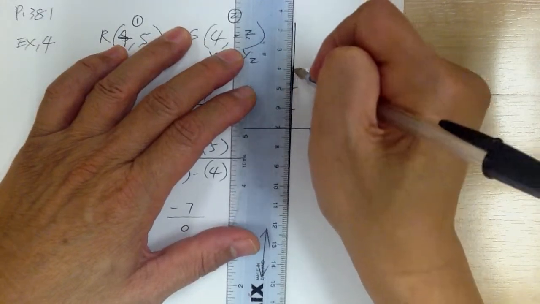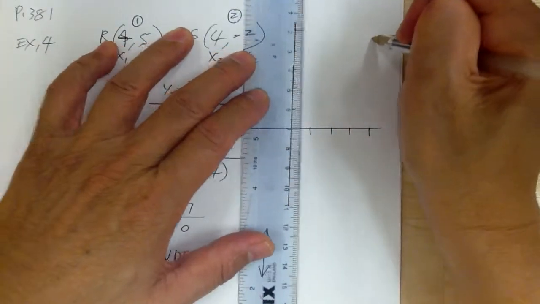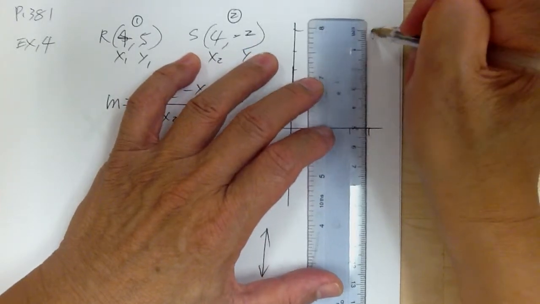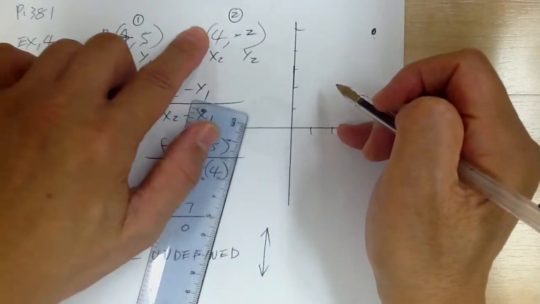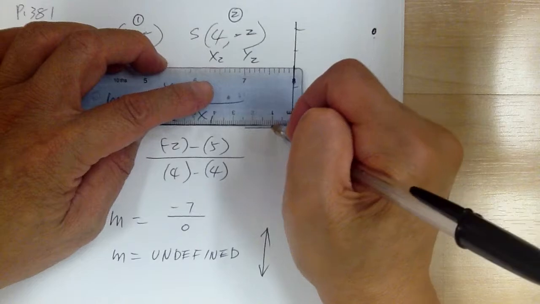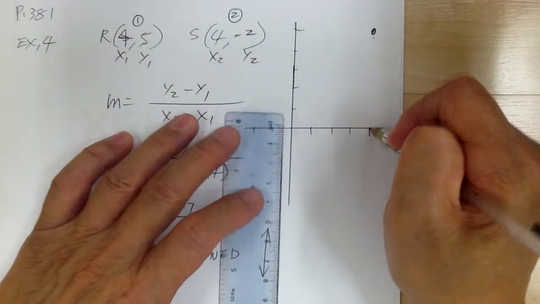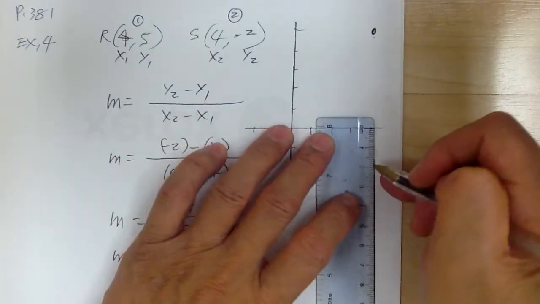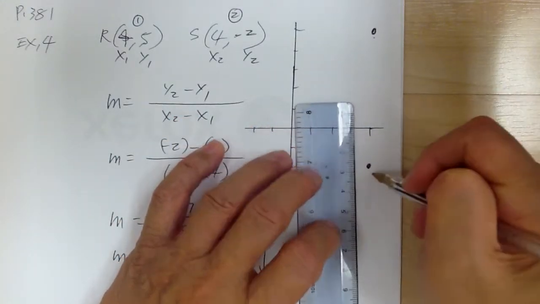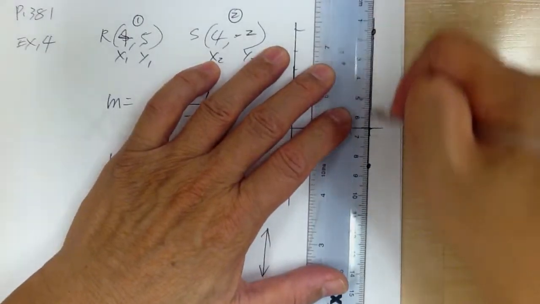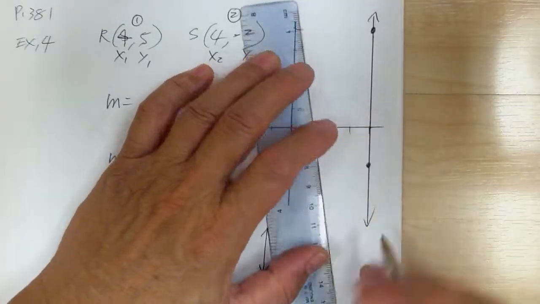You got 1, 2, 3, 4, 5. So 4, 5. So that's a point over here. Next one is 4, negative 2. So you got 4, negative 2, right over here. So when you connect the two, you end up with a vertical line, right?